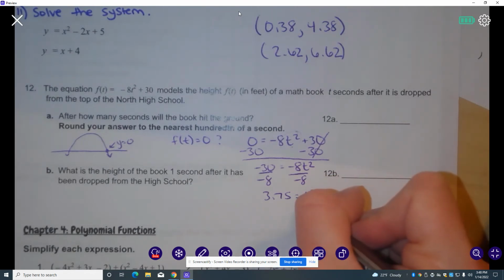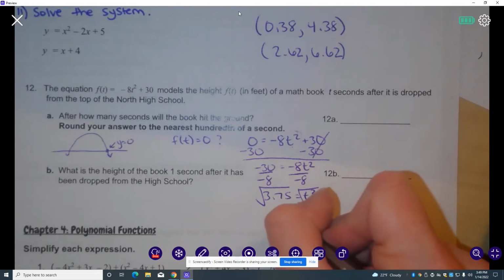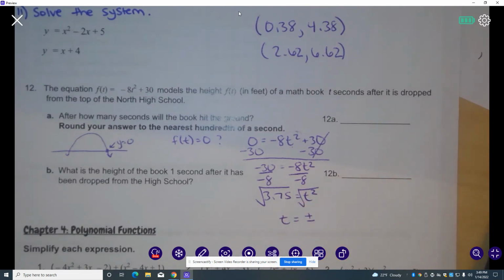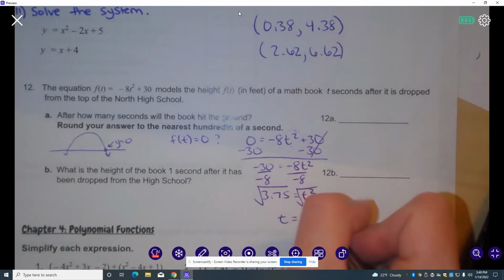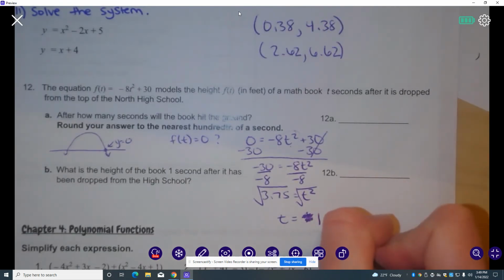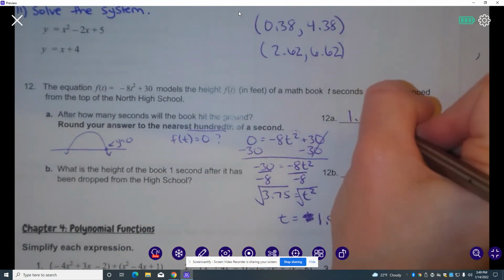And so I'm going to go ahead and take the square root of both sides. Now, when I do this, remember we usually get a positive and a negative answer, but it wouldn't make sense for there to be a negative amount of time. So I'm not going to worry about doing that and just use the positive number. So the square root of 3.75 is about 1.94, because it asked me to round to the nearest hundredth of a second.